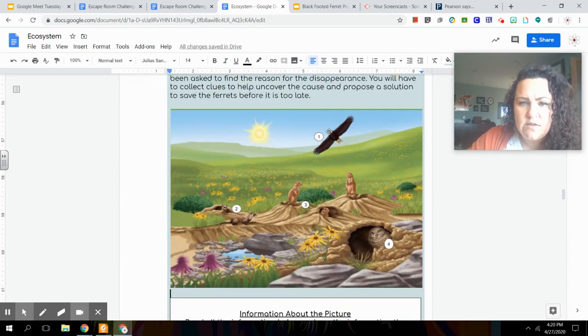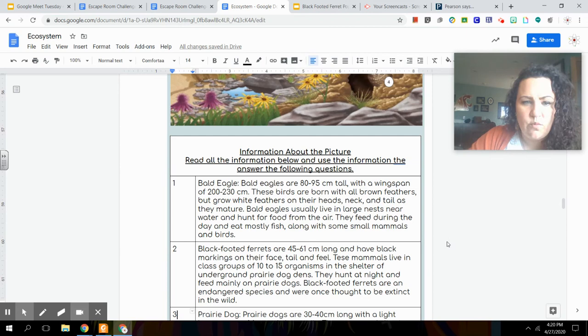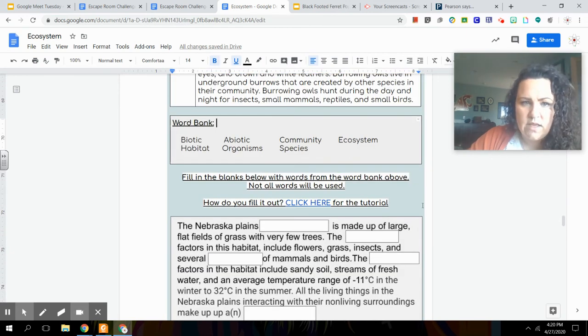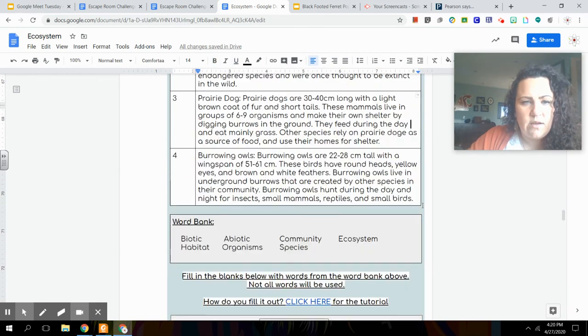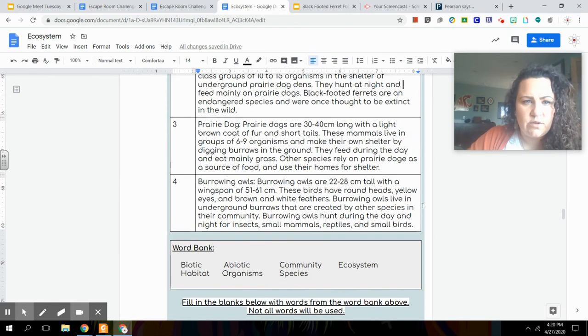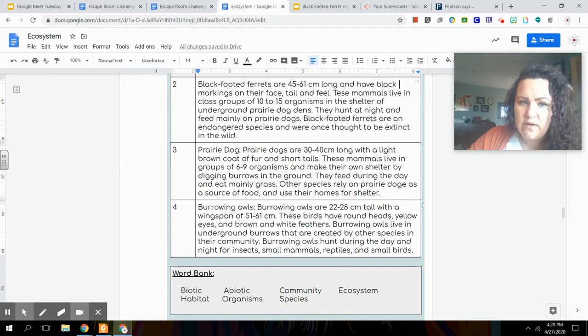Okay, so right here you can see the organisms in this ecosystem are labeled 1, 2, 3, 4. I labeled them for you, and guess what? As you scroll down, you'll be able to read them. Number 1 is a bald eagle. Whoa! Once again, I'm just clicking too fast. Number 1 is a bald eagle. Number 2 is a black-footed ferret. Number 3 is a prairie dog and a burrowing owl. So those are your different animals in that environment. Okay, you read about them. You're good to go. We're going to continue on.